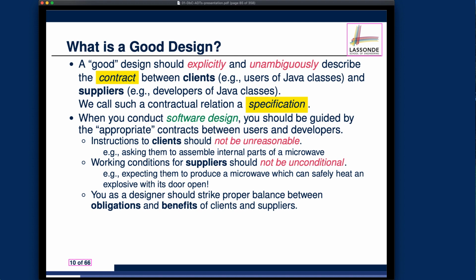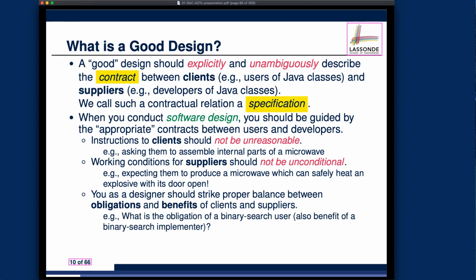So now, you as a designer, you should really strike a proper balance between obligations and benefits between the clients and the supplier. And of course, this is very general guidance, informally. Throughout the course, we're going to see a much more precise expression of the contracts using predicates. So when things get to be mathematical, we have a very precise ground to actually judge whether a particular contract is either too weak, too strong, or is actually fine. Okay, that's something we'll see later.